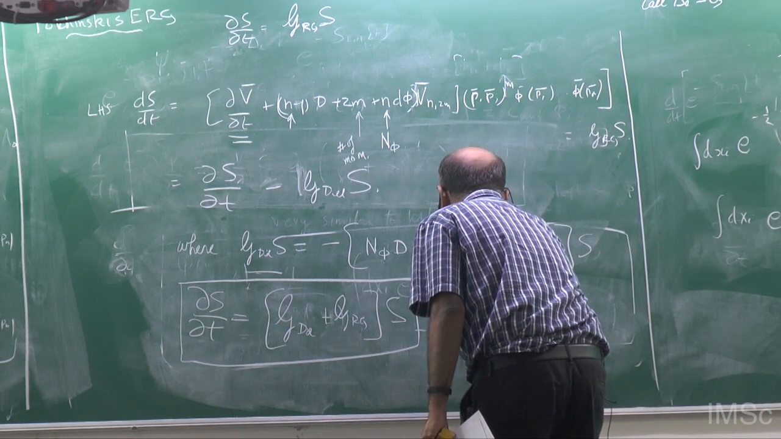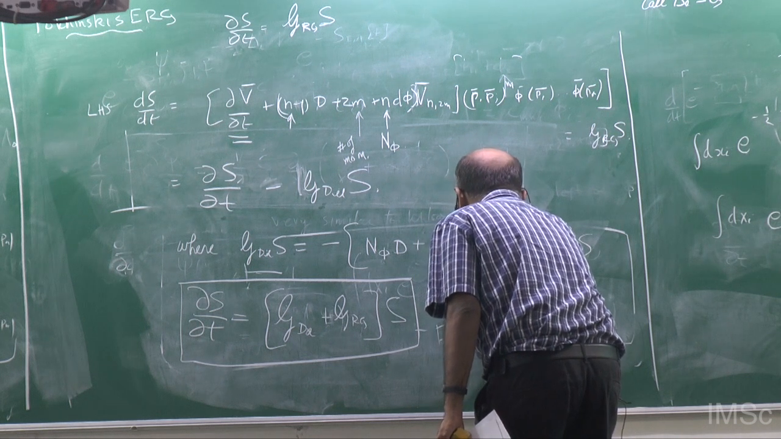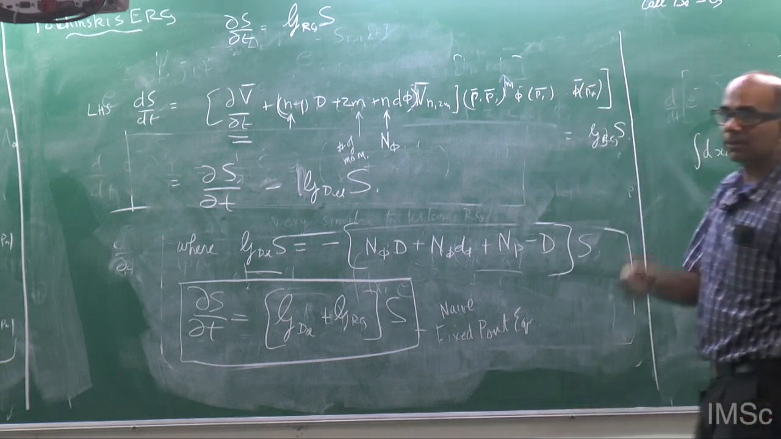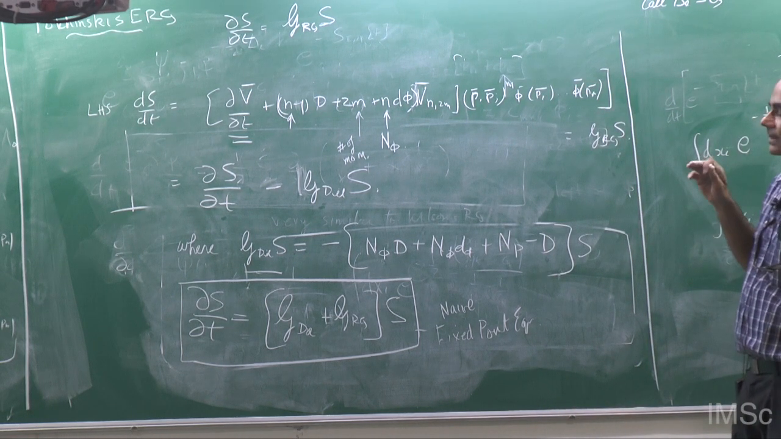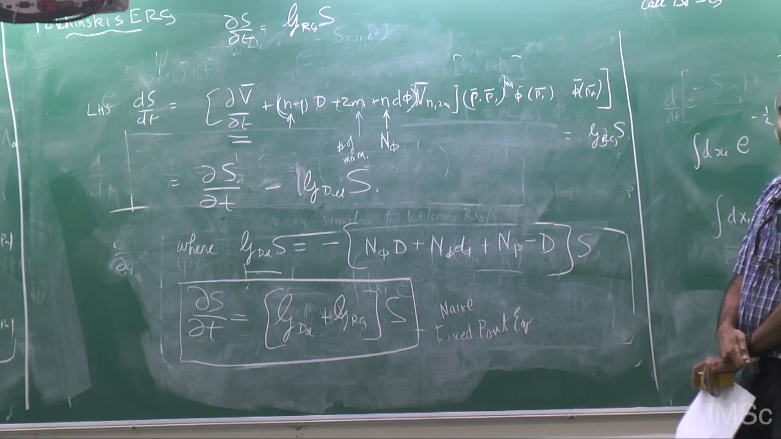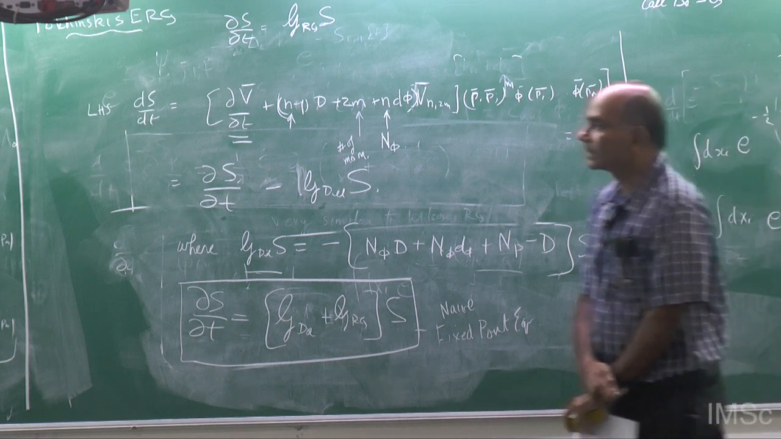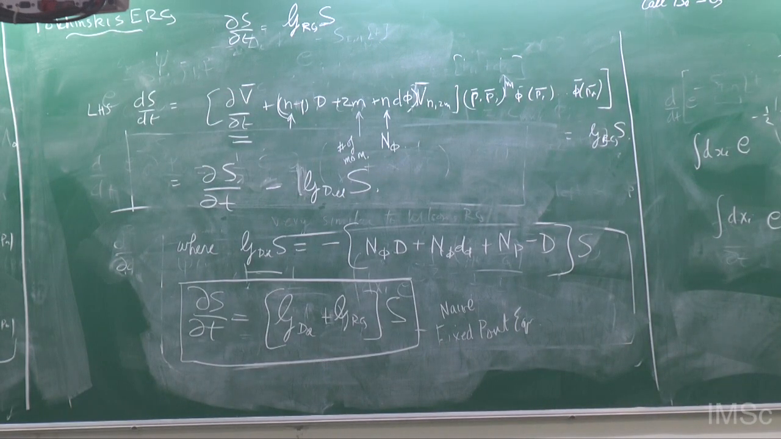This can be called, so I'm going to use the word naive fixed point equation. Why naive? Because I haven't talked about, oh, I run out of time. I have to now include the fact that there is anomalous dimension. So far I haven't said anything about that. Okay. So I'll just say what is anomalous dimension, and do that quantitatively next time.